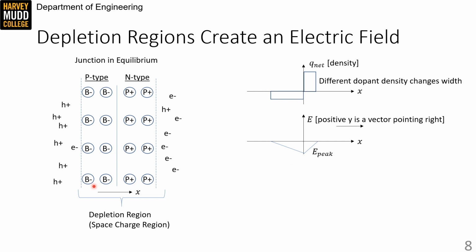That makes sense because we expect electric field to point from positive charges to negative charges, and our positive phosphorus dopants are in the positive x, and our negative boron charges are in the negative x. So our E field points from positive to negative, which is in the negative x direction.